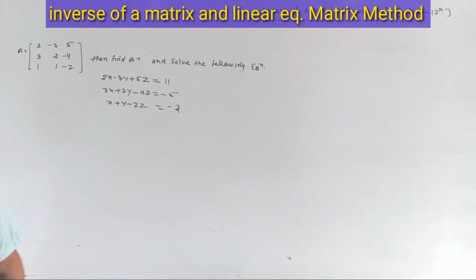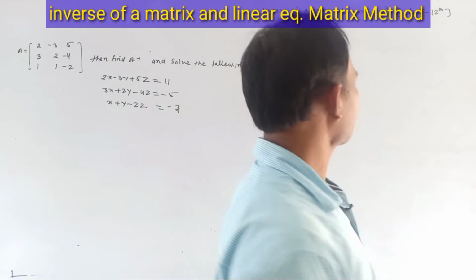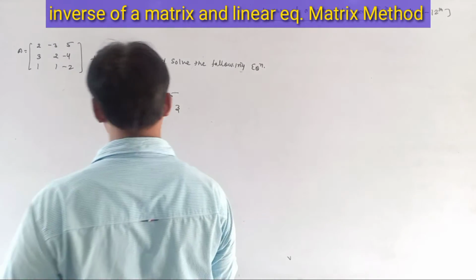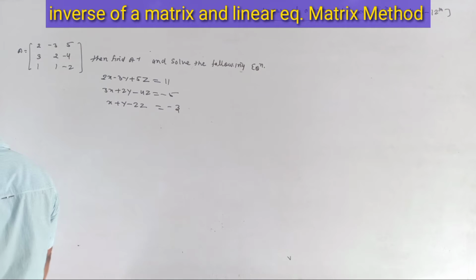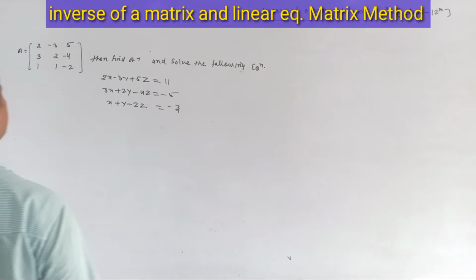I again repeat, look here: 2x minus 3y plus 5z equals 11, 3x plus 2y minus 4z equals minus 5, and x plus y minus 2z equals minus 3. So students, these are the equations, and now we have to solve them by the matrix method. Solve the following by matrix method. We are going to solve it by the matrix method, because we have to find A inverse. Okay, so let's see.